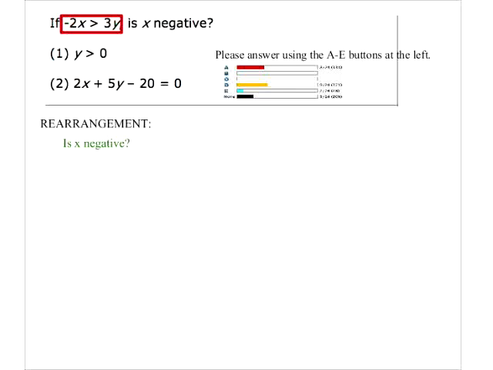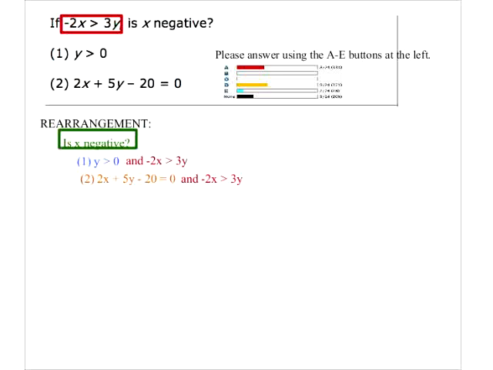Then statement one tells you that y is positive, but you also know that negative 2x is greater than 3y. Statement two, you know that 2x plus 5y minus 20 is 0, and you can take the red thing again and put it into the statement. The question you're trying to address is the sign of x. You want to know whether x is negative.